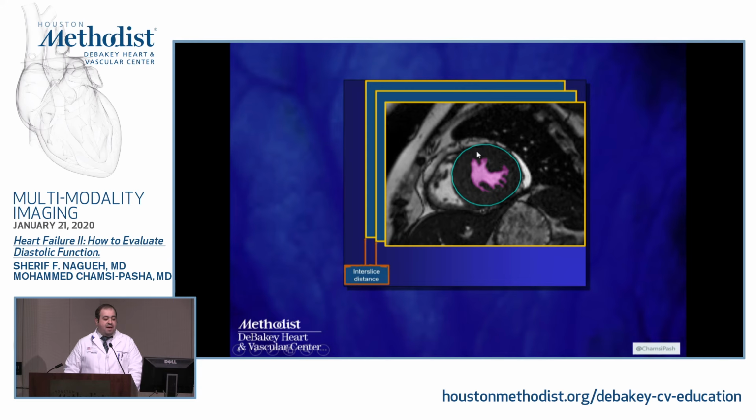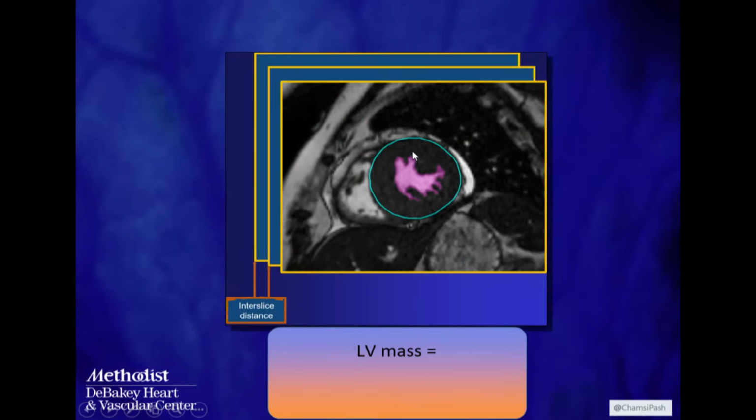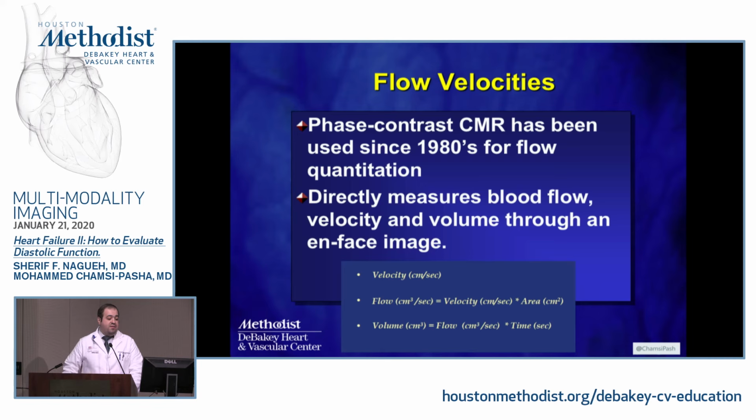And then the LV mass is basically going to be this volume between the epicardium and the endocardium multiplied by the specific gravity of the heart. When we move to flow velocities, which we have been using in MRI for a long period of time, you actually have another non-invasive, non-contrast need to basically measure flow, velocities, and volume through any region of interest.